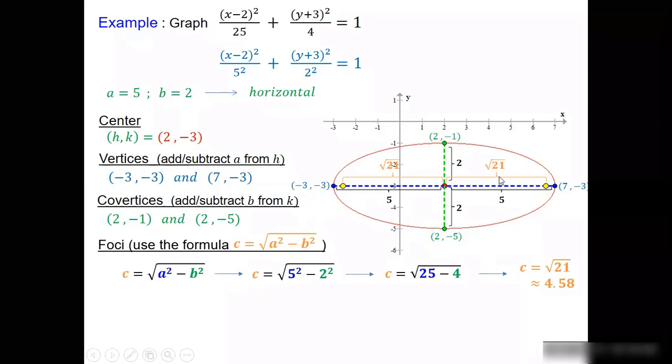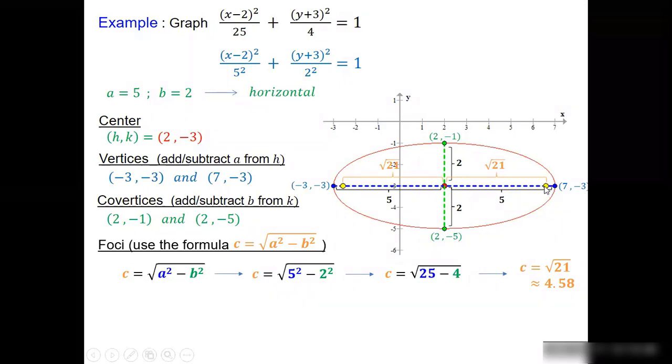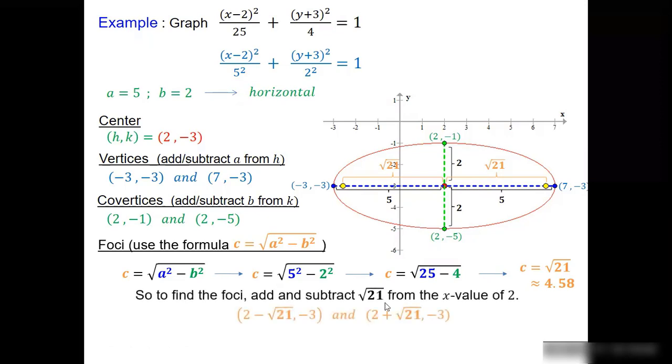Now that's the exact value, but if we wanted to actually plot this, we'd have to come up with a decimal value on our calculator. We find out that C is 4.58. So what I'm really doing to plot the foci is I'm starting at the center, and instead of going out 5 units, which takes me to the vertex, I'm going to go out 4.58 units and plot my foci. So I simply have to add the square root of 21 onto the x coordinates. So when I add and subtract the square root of 21 from the x's, I simply get 2 minus that square root and 2 plus that square root.